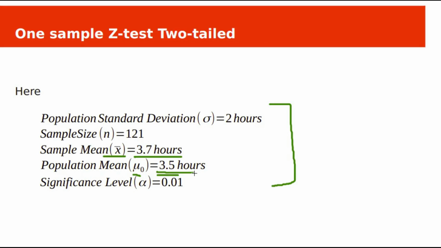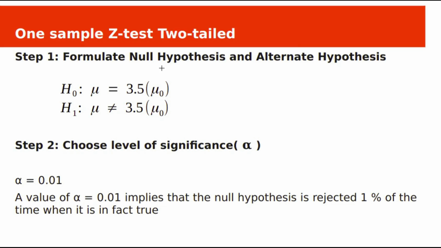their smartphones or not. First step, we need to formulate the null hypothesis and alternate hypothesis. Here the null hypothesis will not differ from mu naught, so H0: mu equal to 3.5, H1: mu not equal to 3.5. We need to test our hypothesis at 99% confidence level, so alpha will be 0.01, meaning 1% of times we may falsely reject the null hypothesis.